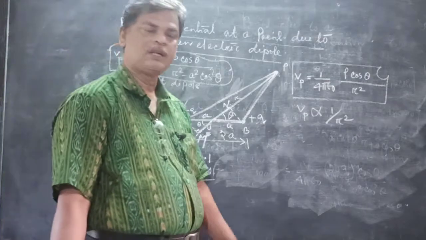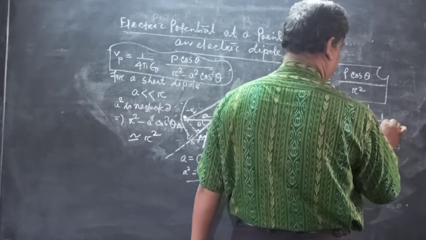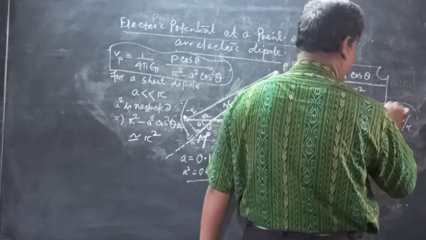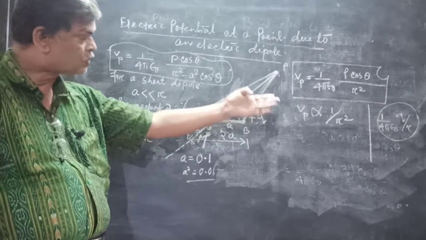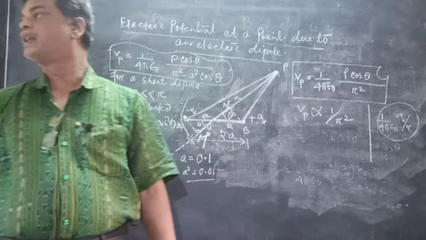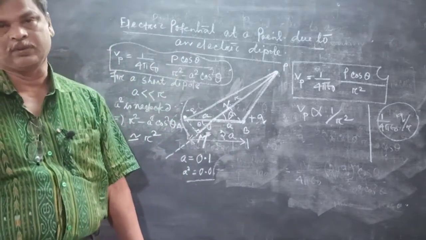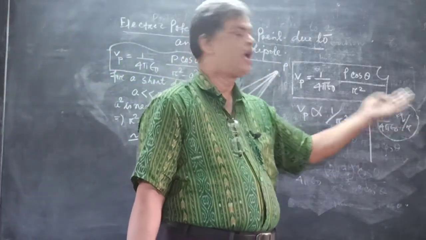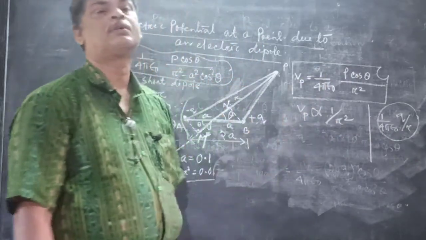For a point charge, what is the potential? Yes, for a point charge it is 1 by 4 pi epsilon 0 Q by R. Potential is inversely proportional to R, but here it is inversely proportional to R square. Similarly, if we look at the electric field, for a point charge the electric field is inversely proportional to R square, but for a dipole it is inversely proportional to R cube. Similarly, potential at a point is inversely proportional to R, and potential at a point due to a dipole is inversely proportional to R square.